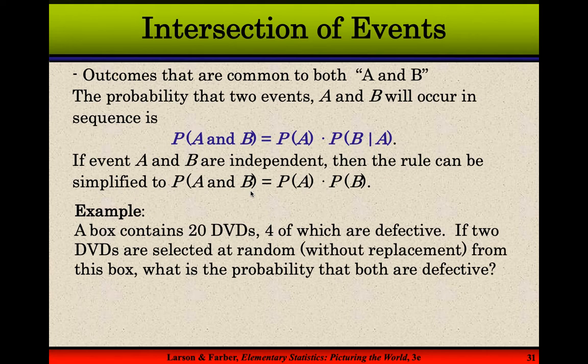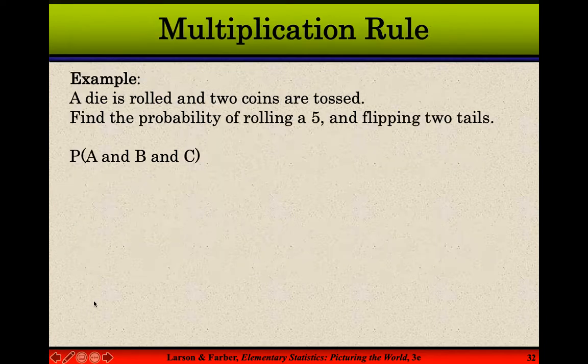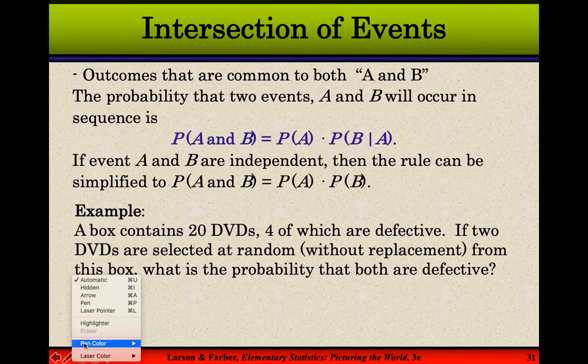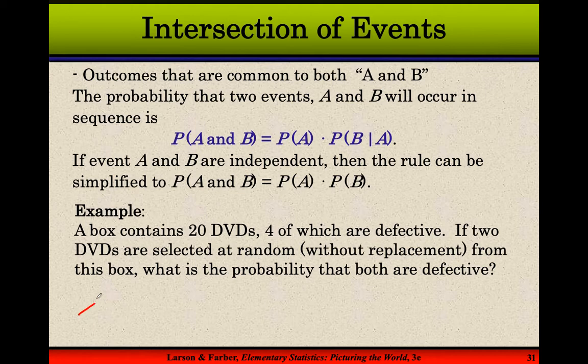Here's an example. I've got a box that contains 20 DVDs. 4 of them are defective, so that means that 16 of them are not. Now, if I draw a little tree diagram of my experiment here, I could draw a good DVD out of the box, or I could draw a defective DVD out of the box. There's 16 good ones to pick from and 4 defective ones to pick from.